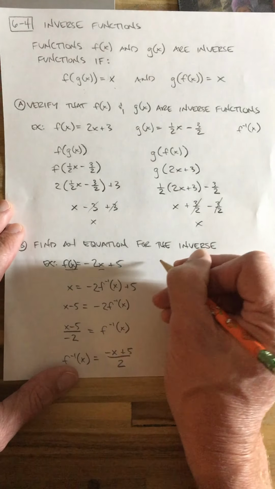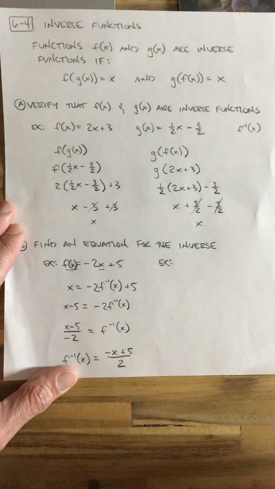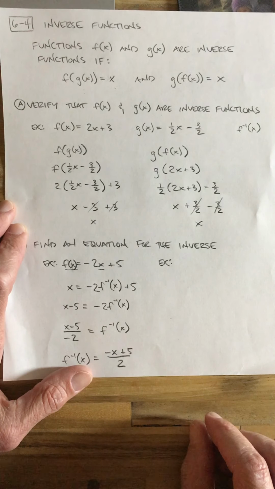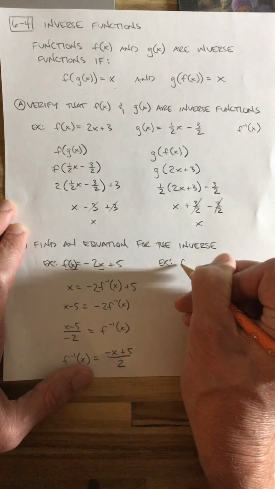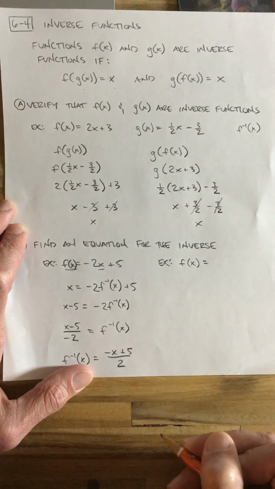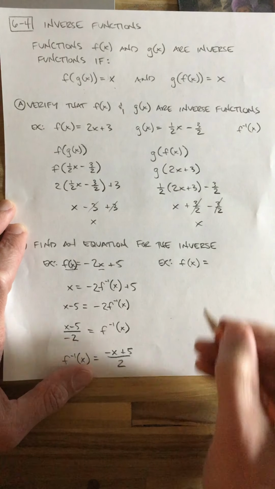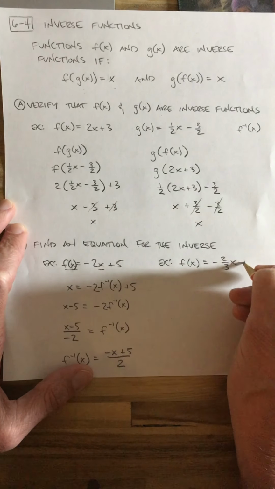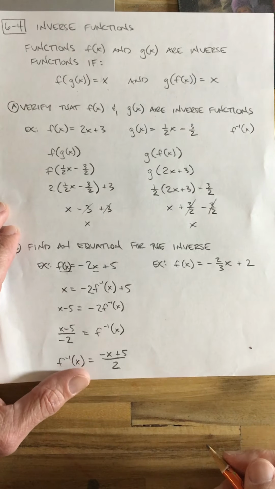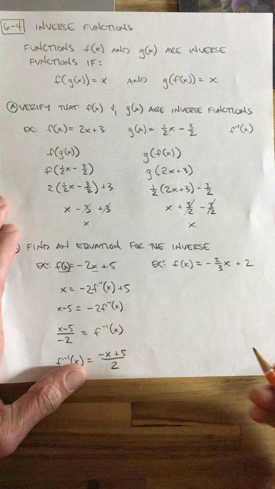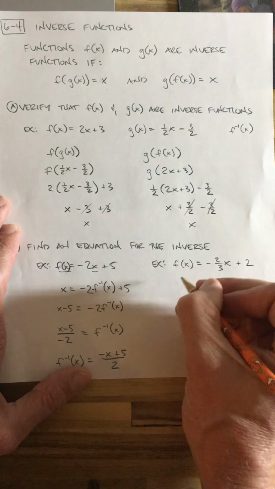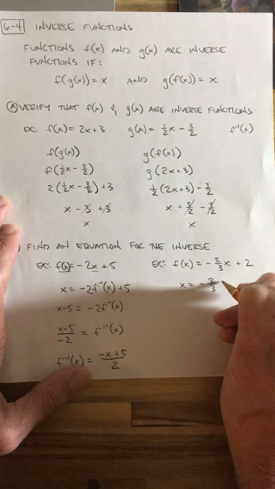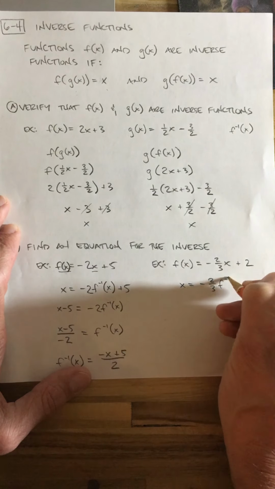Let's do another one, okay? All right, let's try this. Y equals, or in other words, f of x equals, right? Let's go -2/3 x plus 2. All right, here we go. Switch the x and the f of x. So this is going to be x equals -2/3 f inverse of x, okay, plus 2.